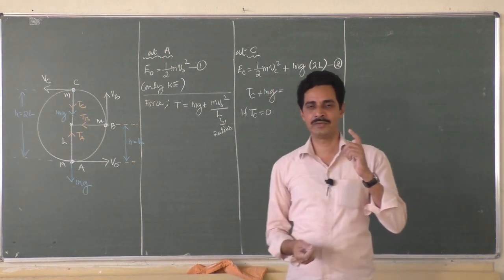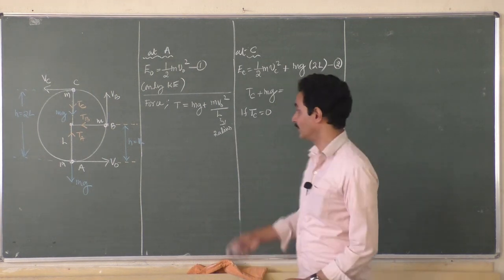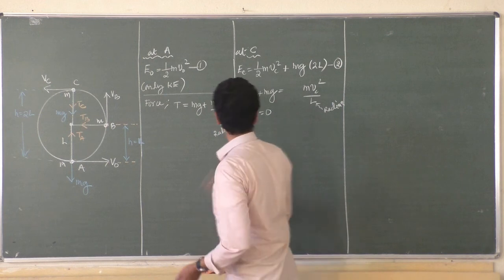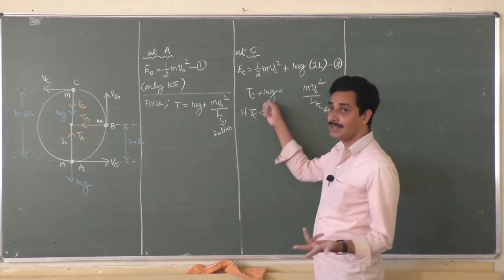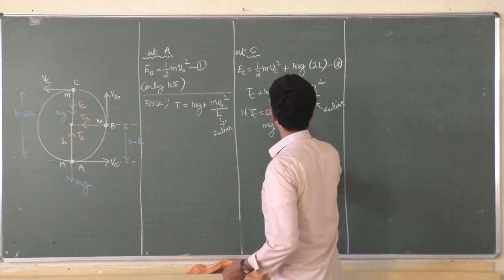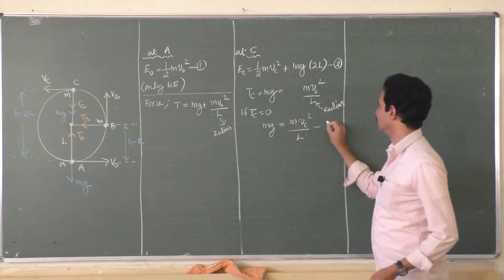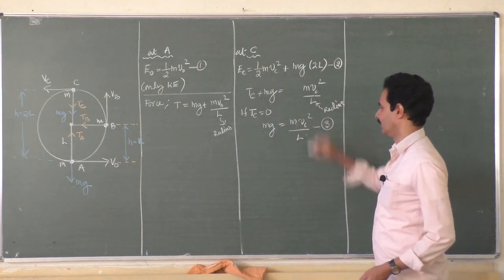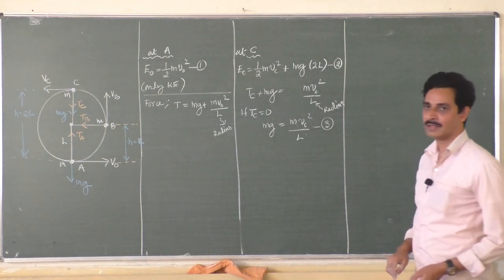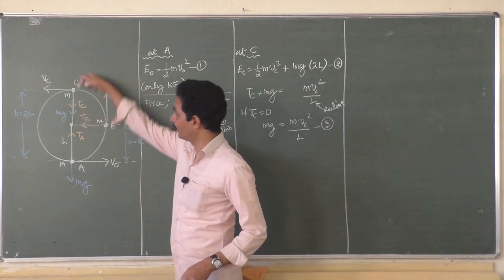Okay, now if the tension is 0, if the string slackens at the top, tension must be 0, the thread must be free when it comes to the topmost position. If the thread has to become free at the topmost position, who will give the centripetal force then? The weight will take the responsibility of centripetal force. mg must be taken by mvc square by l. So I take this as equation 3. Weight is balanced by the centripetal force, or centripetal force is given by the weight itself.